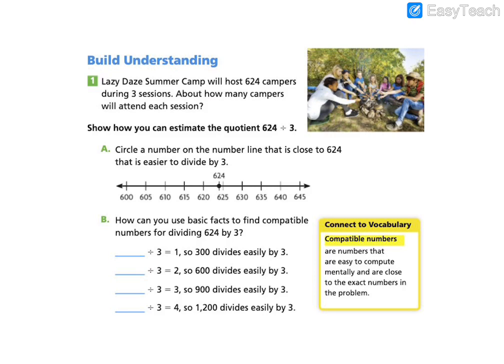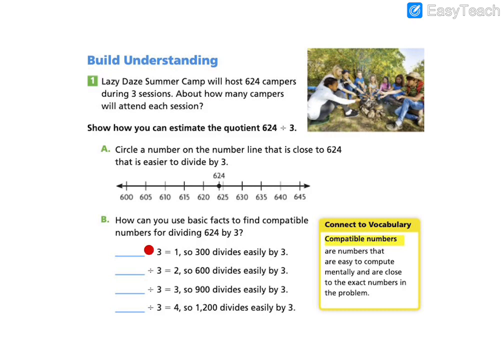Right, here is our vocabulary word. How can you use basic facts to find compatible numbers for dividing 624 by 3? So let's take a look at what a compatible number is again. A compatible number is a number that is easy to compute mentally and is close to the exact number in the problem. Okay, so we're finding those compatible numbers. It's giving us a little chart to fill in to help us do that.